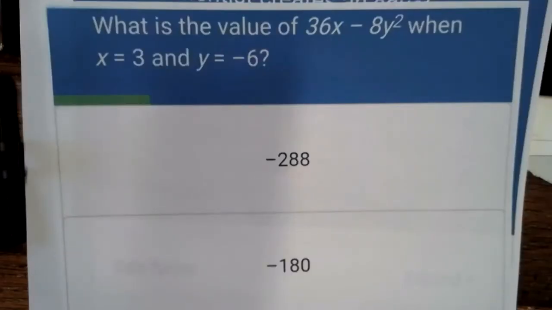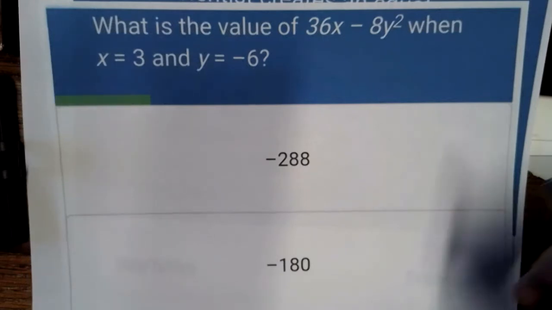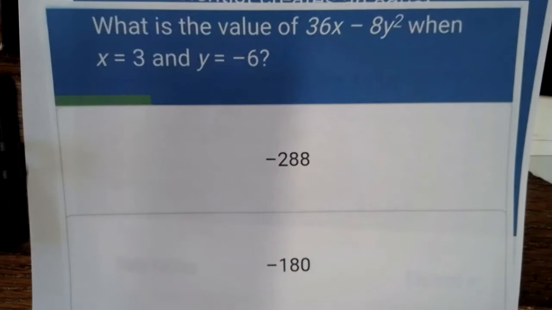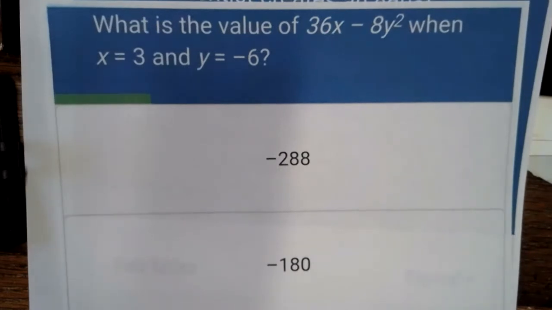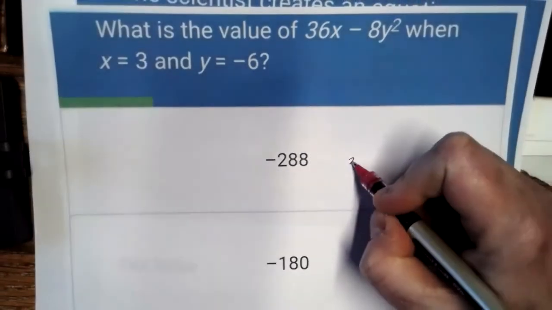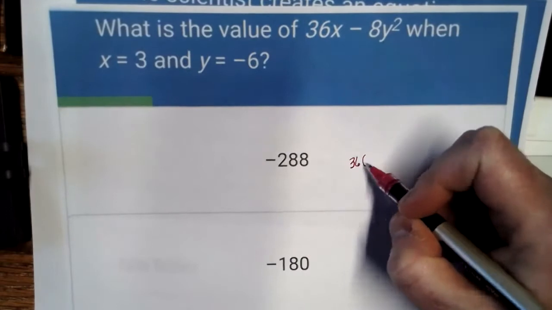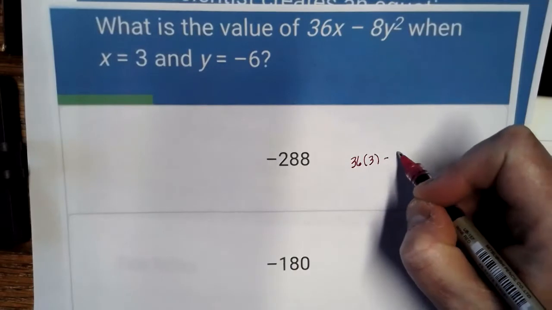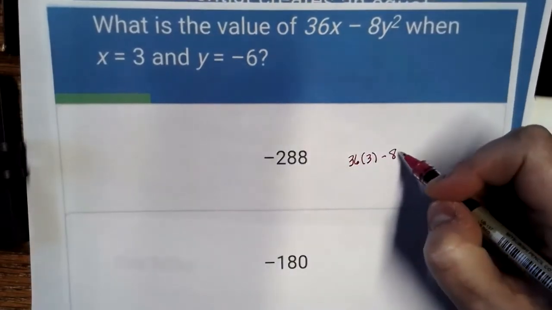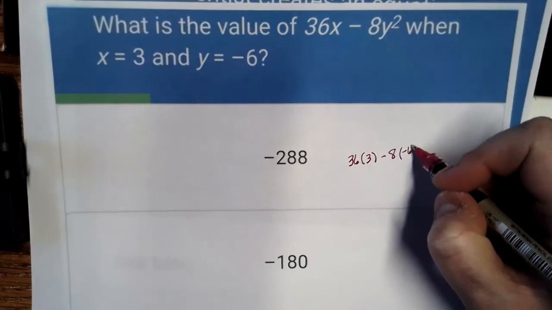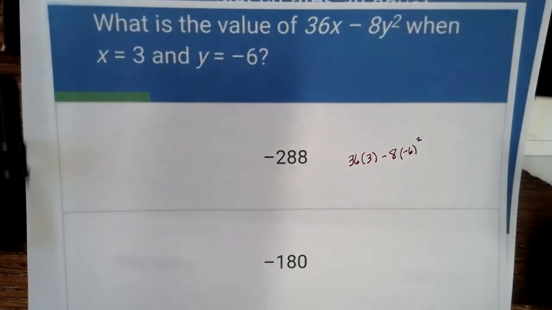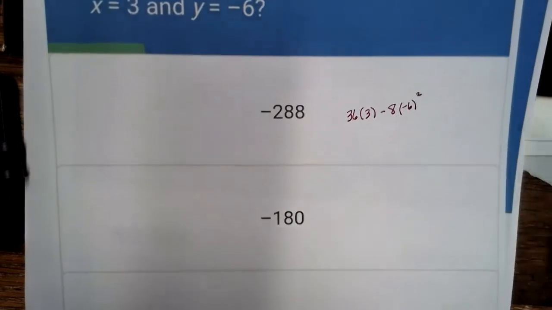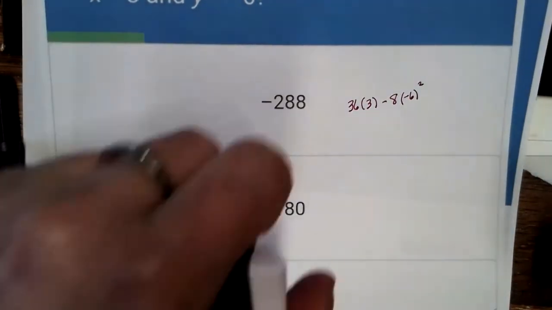What is the value of 36x minus 8y squared when x equals 3 and y equals -6? So we're just going to rewrite the equation. 36 times x is 3, minus 8, y is -6 times -6, squared. And so just take your calculator and work that through.